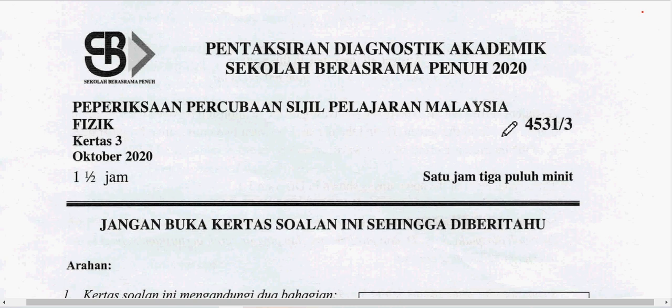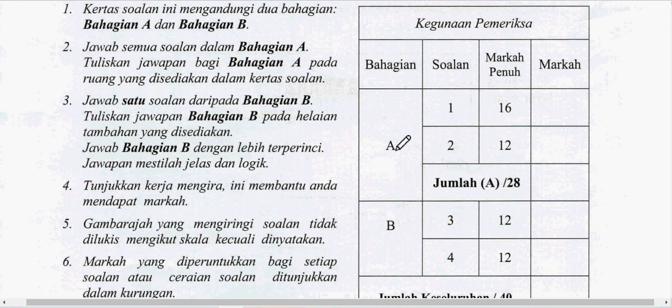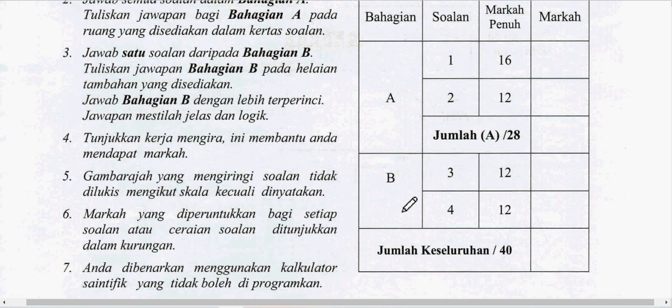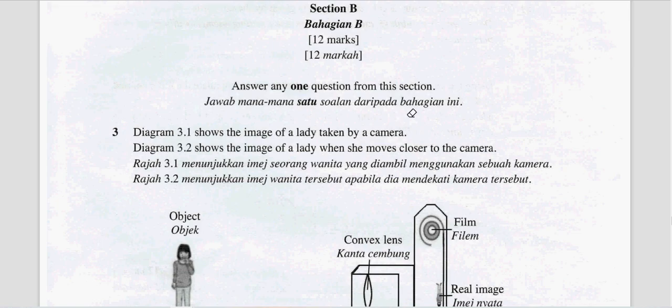Alright, so today we continue. We look at SBP paper 2020, focusing on paper 3, section B. Section A video was already posted before, so please feel free to watch my Fun Physics World video. Now, for section B, there are two questions. Option, answer 1. Number 3 normally comes from Form 4 chapters, and number 4 will be from Form 5. Selalunya like that. Okay, so now we look at number 3 first.